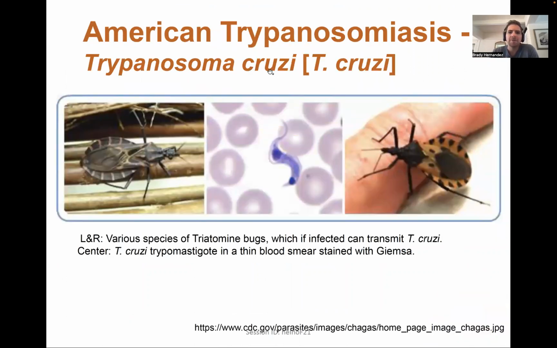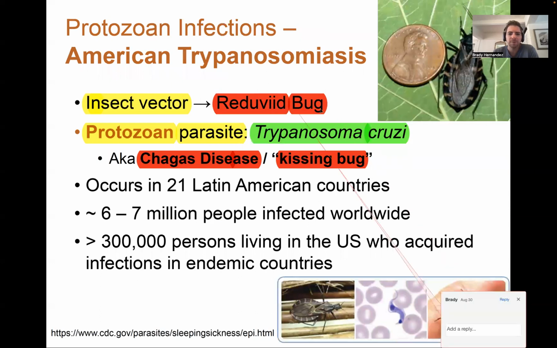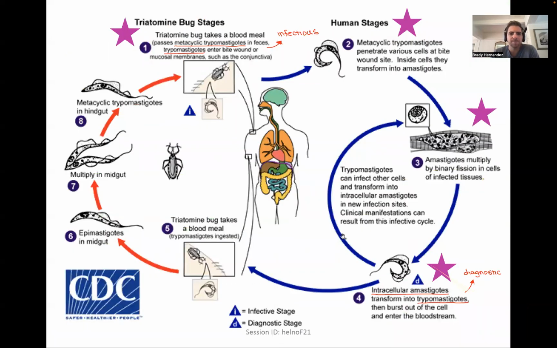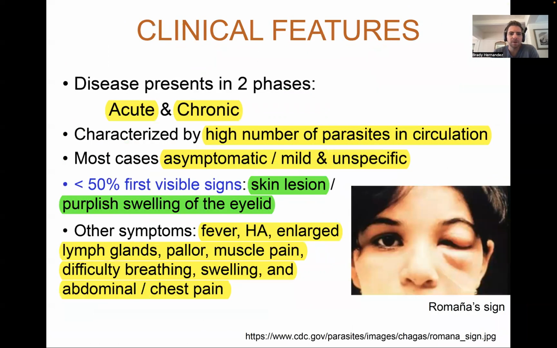Now, Trypanosoma cruzi specifically is the African version, right? The reduviid bug, kissing bug, Chagas disease is the disease that forms. Remember, this is African versus the South American one. They multiply in your plasma, blood, right?